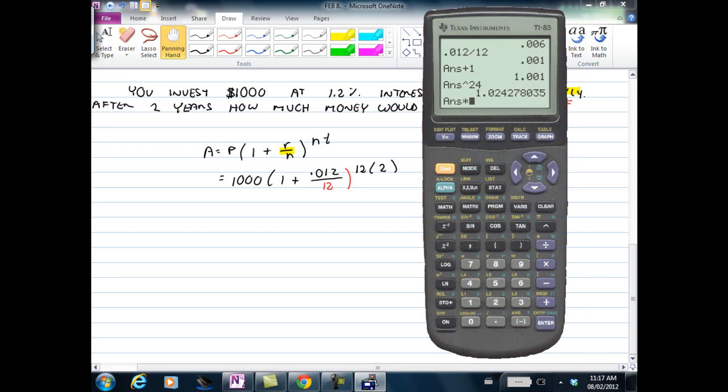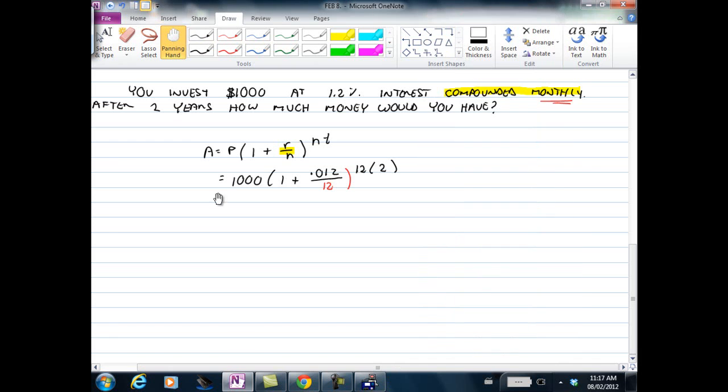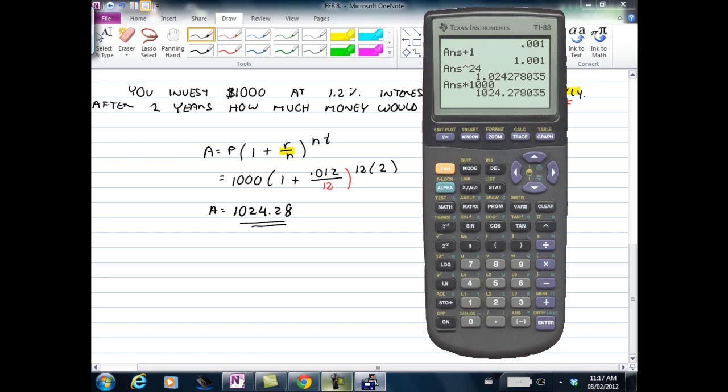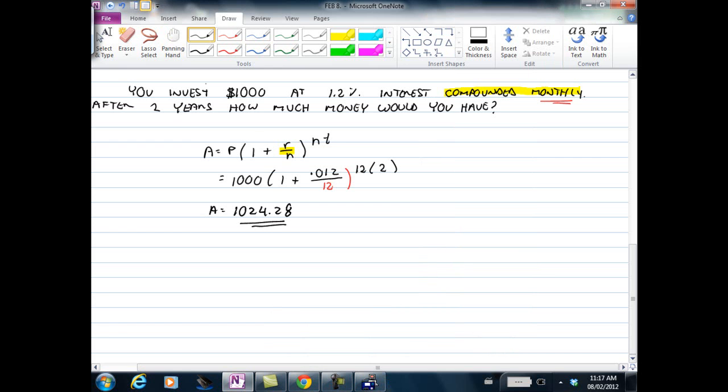Times 1,000. So let's write down my answer. A equals to $1,024. So right now in my bank account, that $1,000 I left sitting there for 2 years made me $24.28 in profit. That's how it works. Very simple. That's type 1.